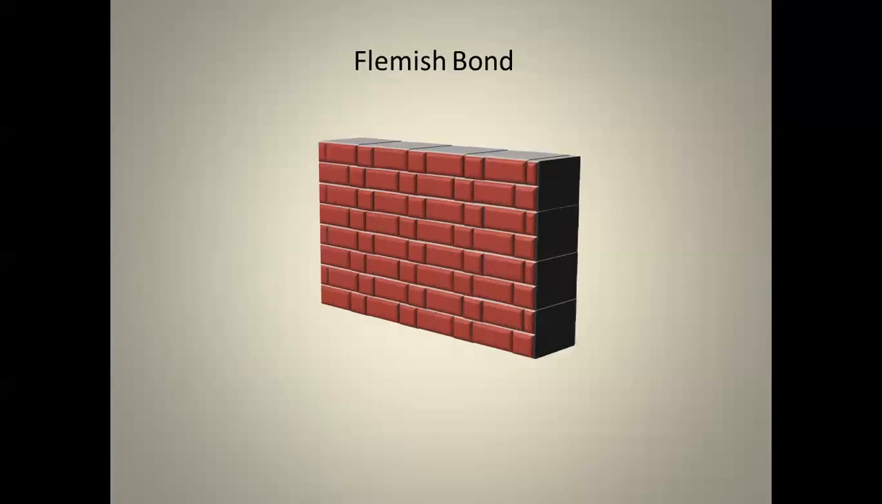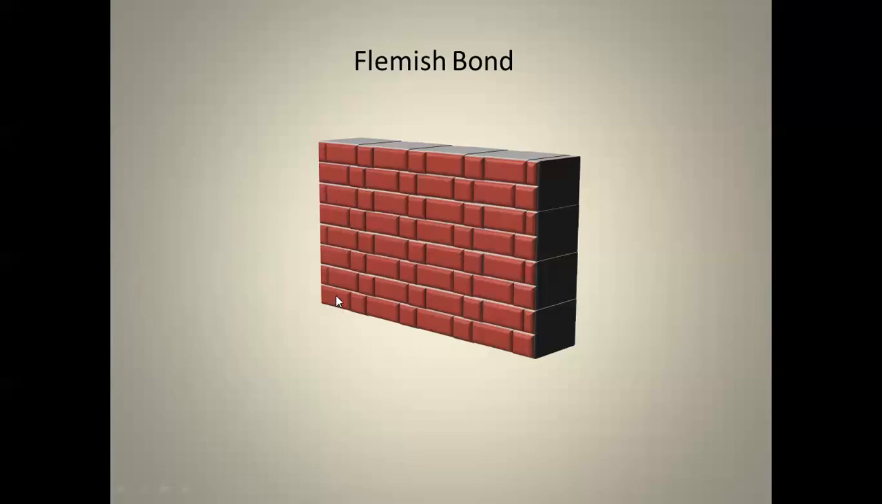So the final one is the Flemish bond. What is a Flemish bond is, in a single course we will have a stretcher, header, stretcher, header, stretcher, header, stretcher, header. In the same fashion, we arrange it in all the courses. This kind of bond is called Flemish bond.